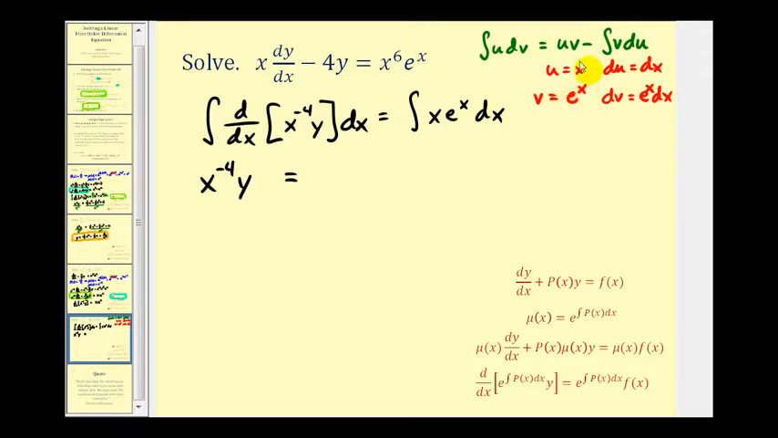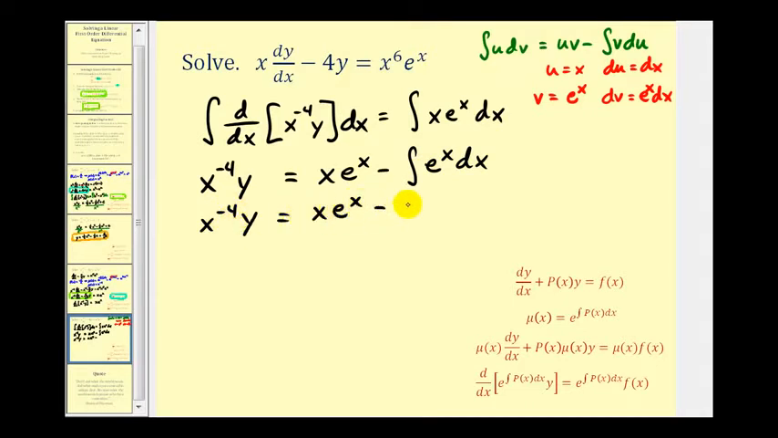So now we can apply integration by parts. We have u times v, which is x times e to the x, minus the integral of v du. Well, v is e to the x, and du is just dx, so we have e to the x dx. And now this is much easier to integrate. So we have x to the negative 4y equals x e to the x minus e to the x plus c.